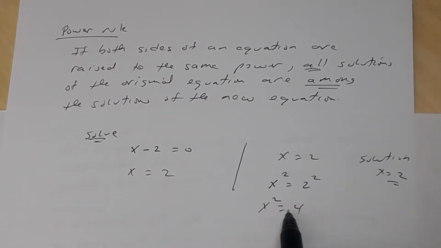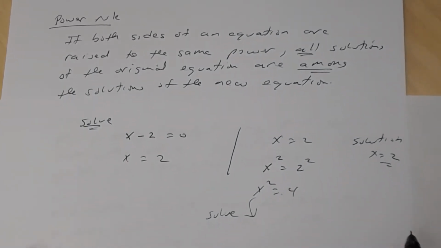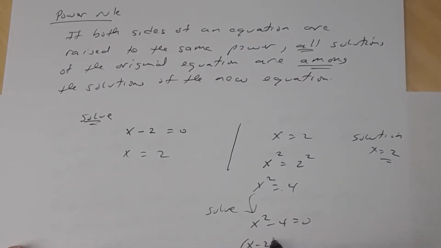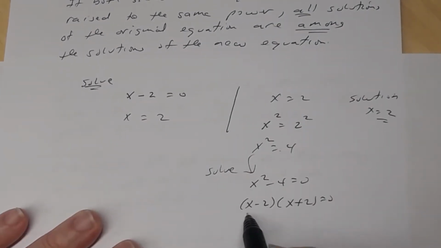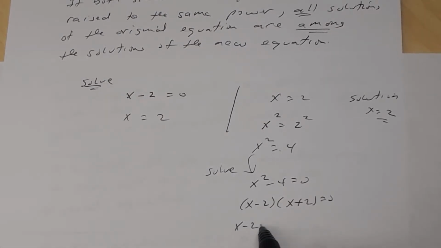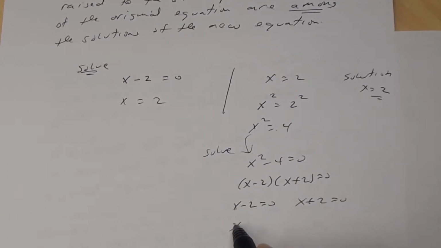The solution here, if you remember, this is linear, this is quadratic. So if you solve this, you're going to get x squared minus 4 equals 0, and then you factor. This is the difference of two squares, and you solve and use the zero factor property. So you get x minus 2 equals 0, x plus 2 equals 0. And so you get x equals 2 and x equals negative 2.